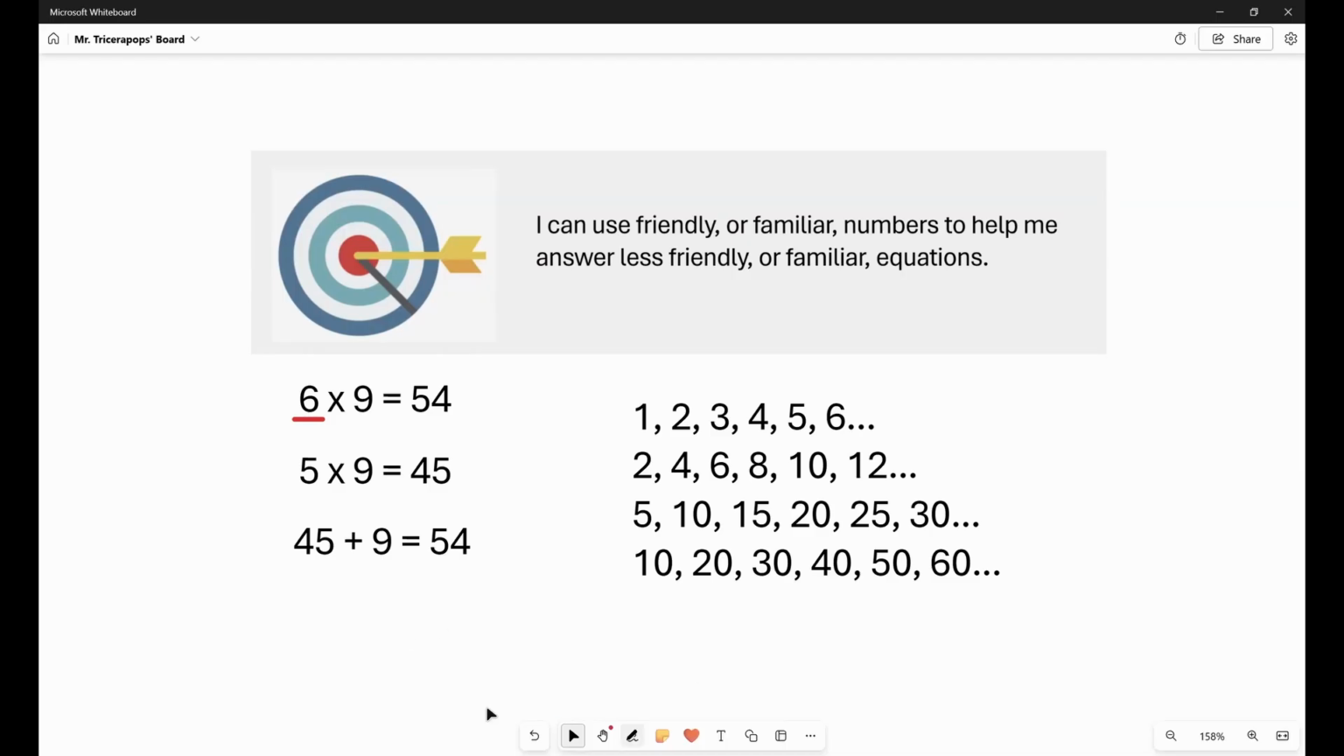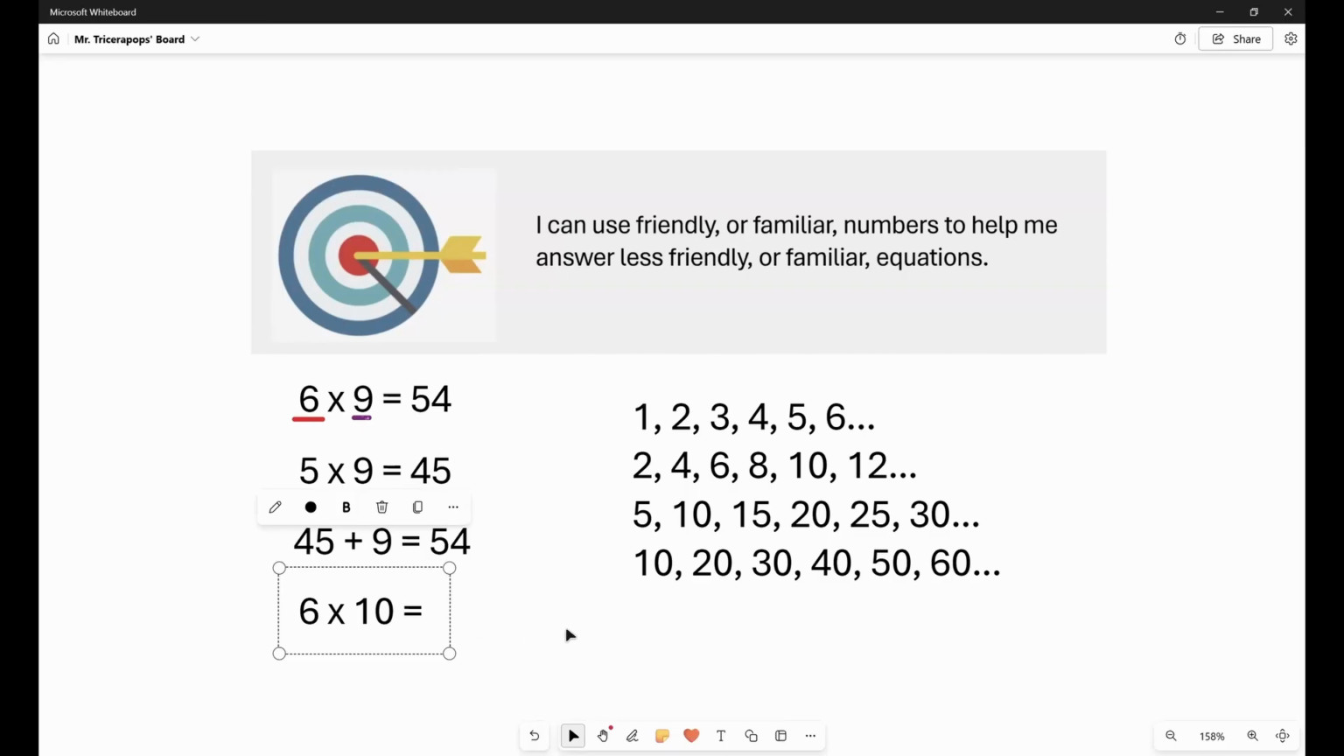So let's look at it in another way. So this time we focused on the 6 and found the 5. This time, let's say I focus on that 9. Is there a friendly number close to 9 that I could use? I have 10, 20, 30, 40, 50, 60, right? These are counting up by tens. 9 is close to 10. So what I could do is I could focus on 10 groups of 6 because that's close to, right? 9 groups of 6 is close to 10 groups of 6.